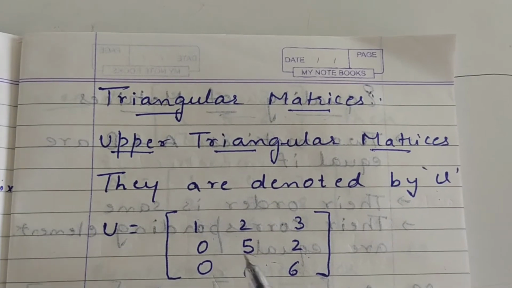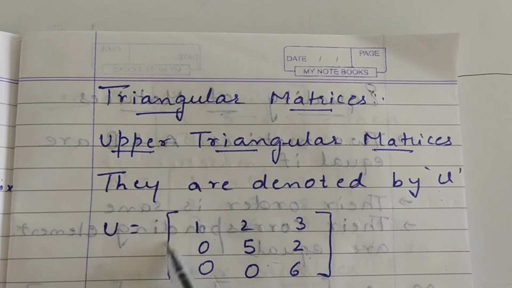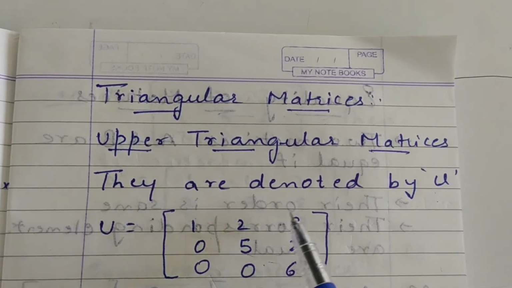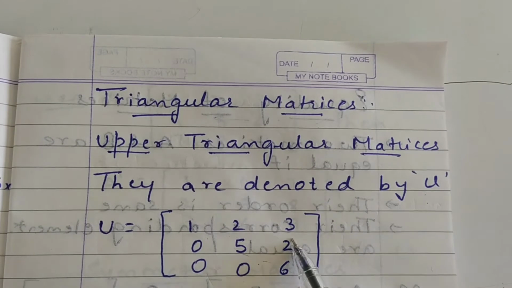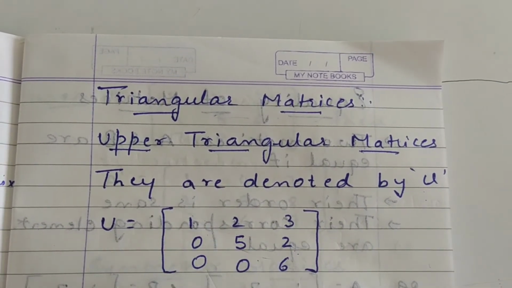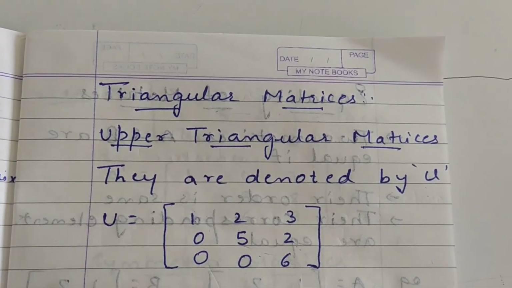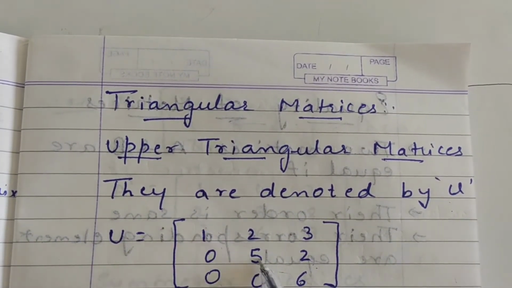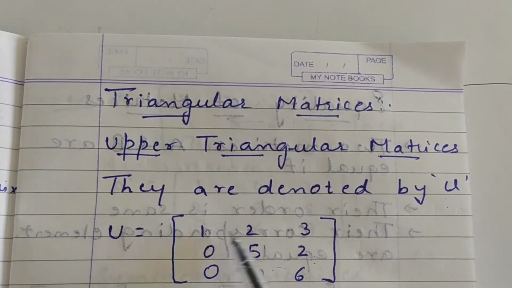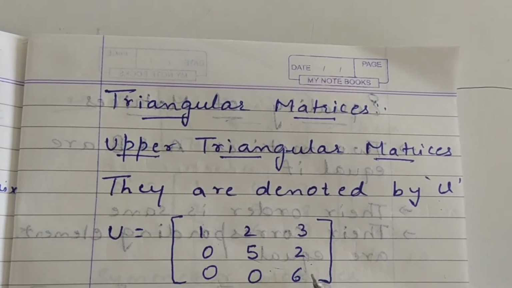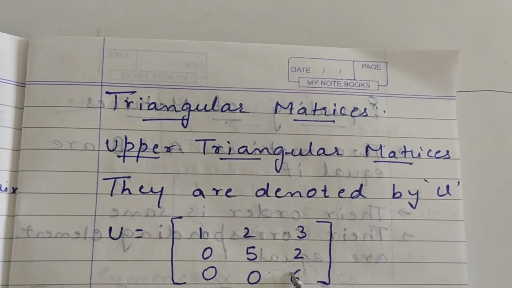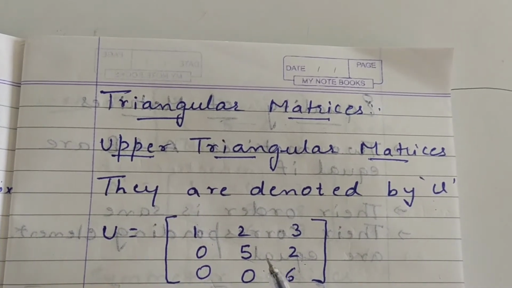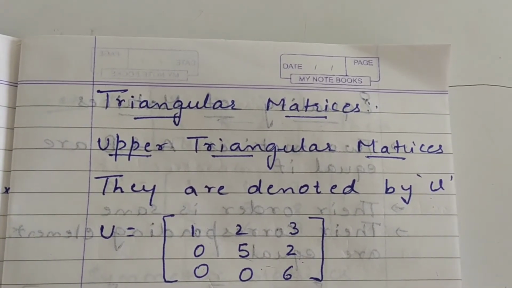You can see that all the elements, suppose say this is a rectangle. If you consider this as a rectangle and this as a diagonal, then this rectangle gets divided into 2 triangles. This is the upper triangle and this is the lower triangle. This is just an imagination, just imagine. So in the upper triangular matrix, if this is a diagonal, then all the upper elements of this diagonal are non-zero and all the lower elements are zero. Then such a matrix is called an upper triangular matrix.